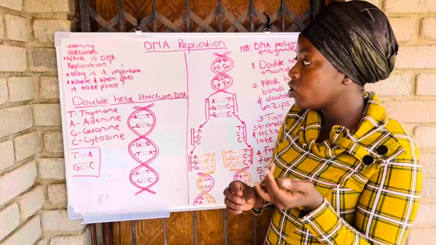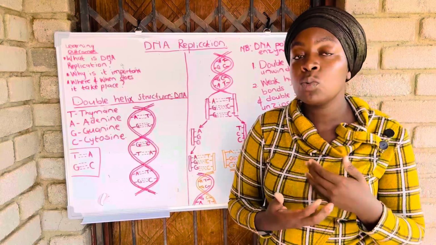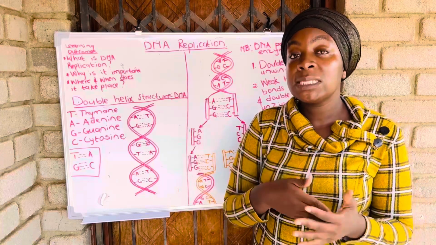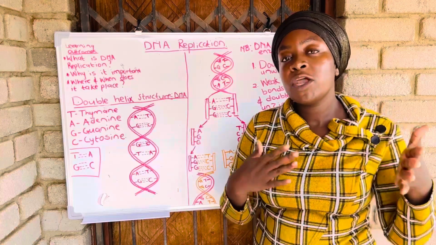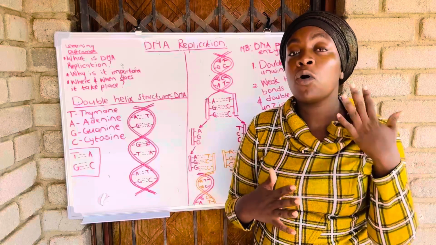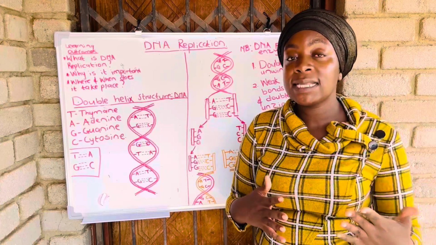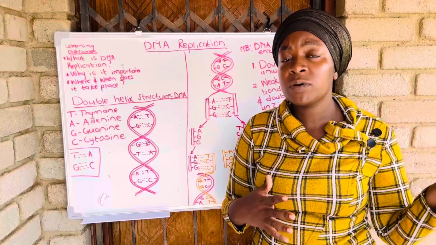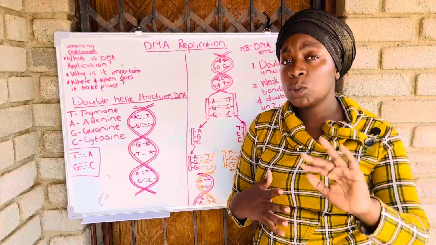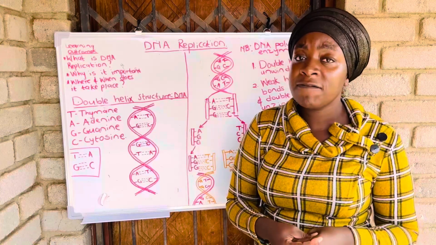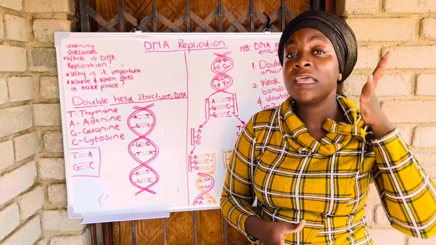Another important question is, when does it happen? It happens during interphase. Of course, you may not know what interphase is yet, but we are going to look at it in the 3rd or 4th lesson when we are discussing the cell division processes, which are meiosis and mitosis. So DNA replication occurs during interphase, and it takes place in the nucleus.